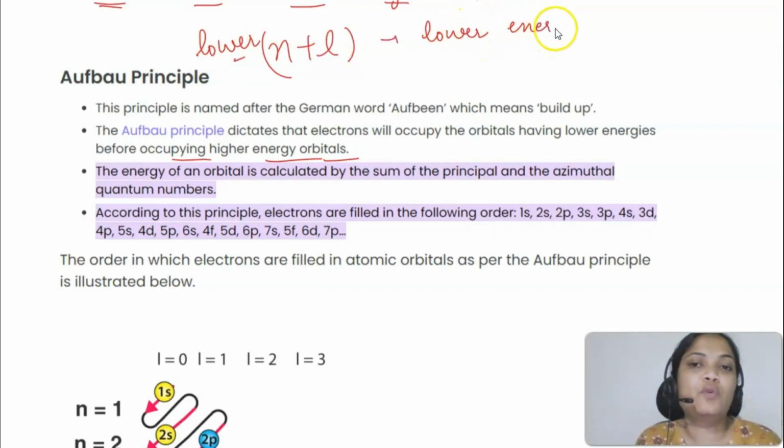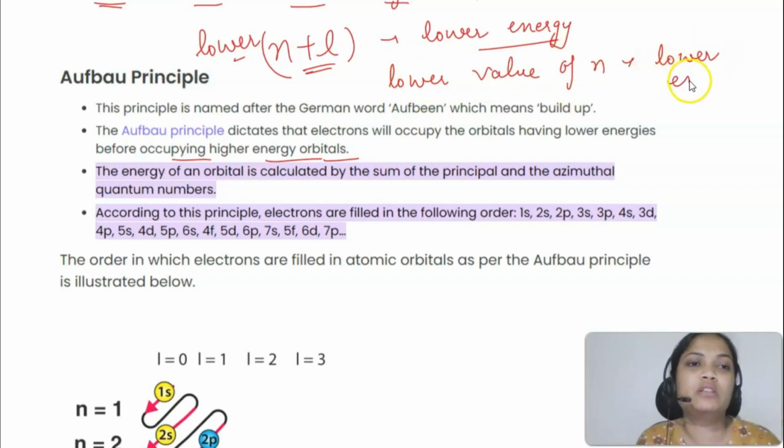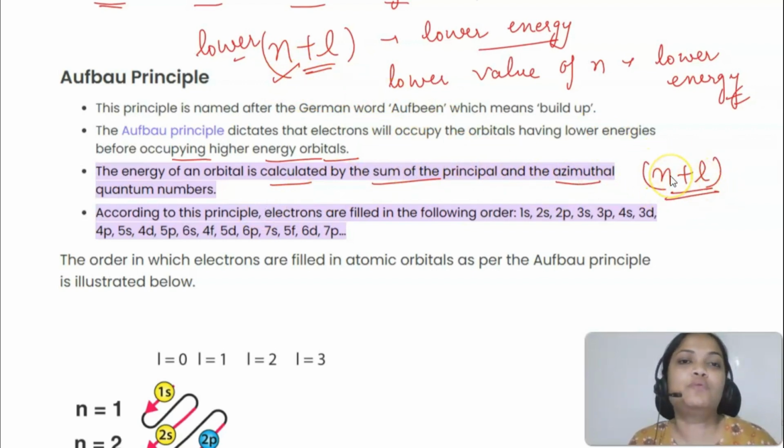But let's say if two orbitals have the same value of n plus l, the one having the lower value of n will have the lower energy. Okay, so this is the rule that you must keep in mind to find the energy. Here it is written that energy is calculated by the sum of the principal quantum number and azimuthal quantum number, meaning n plus l. So from the n plus l rule you can find out which one will have lower energy.